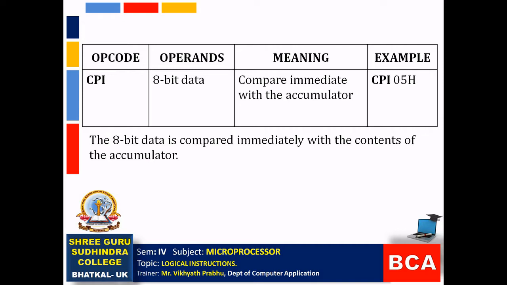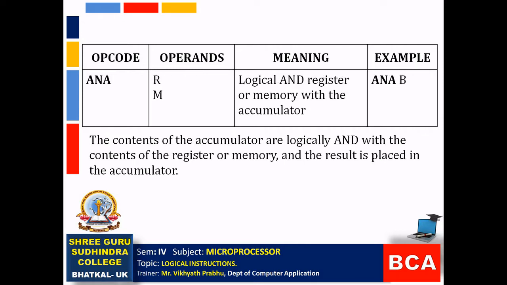The next instruction is ANA, and we call this as logical AND of the register or memory with the accumulator. We write this instruction as ANA with an operand, either a register or a memory.